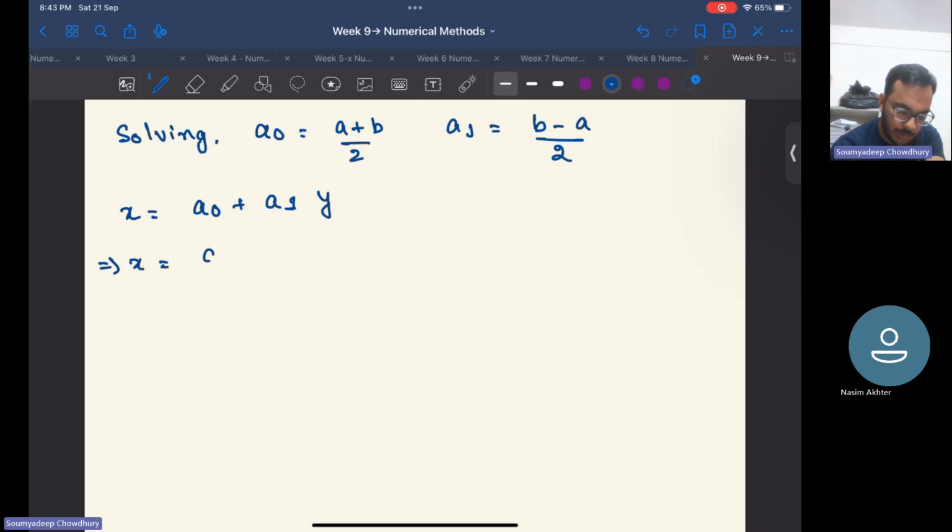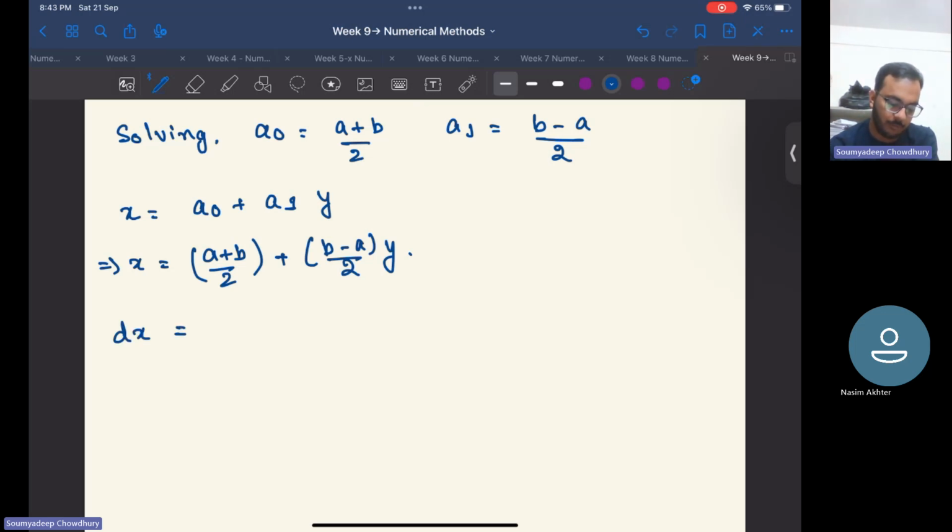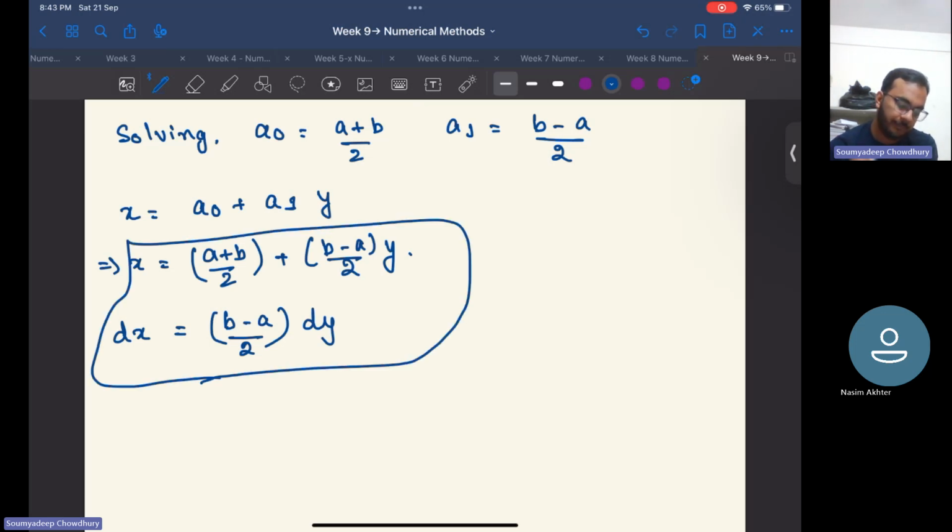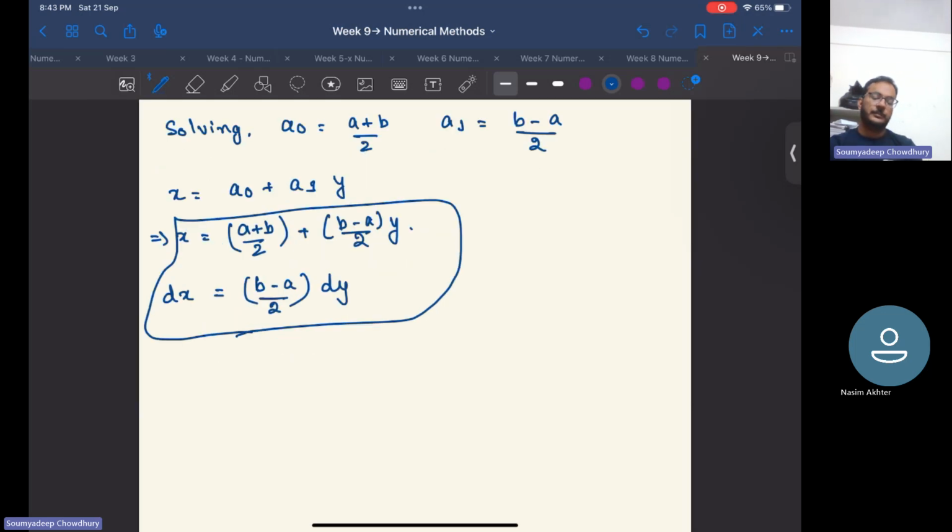x is a plus b by 2 plus b minus a by 2 into y. So this is your changed variable. You have to replace x by this. Similarly, if you change x, you have to change dx also. Right? So what is dx? This is constant, b minus a by 2 into dy. So these are your changed variables. So is it clear, or should I explain it once again? No, it is clear.